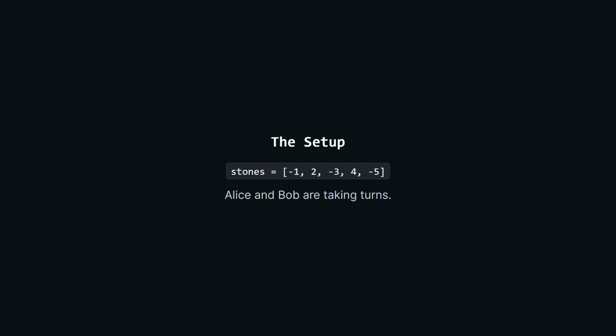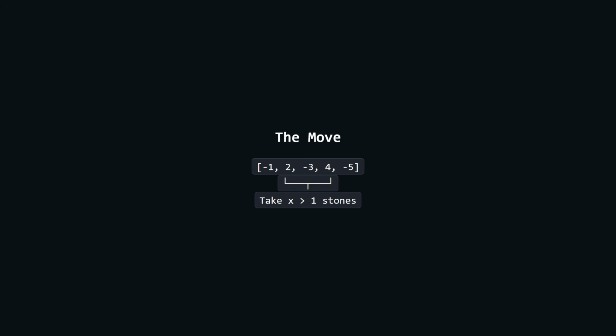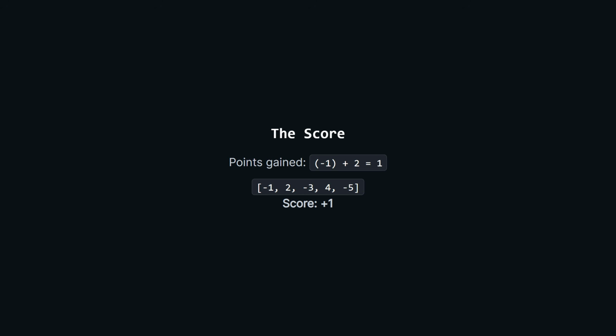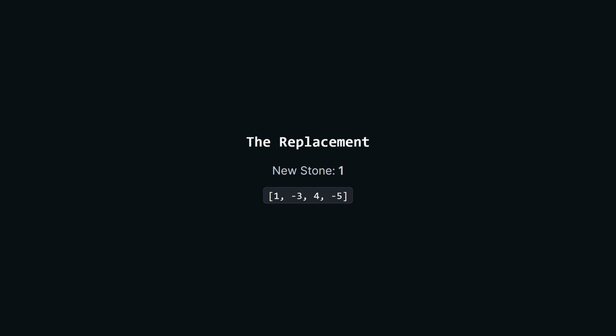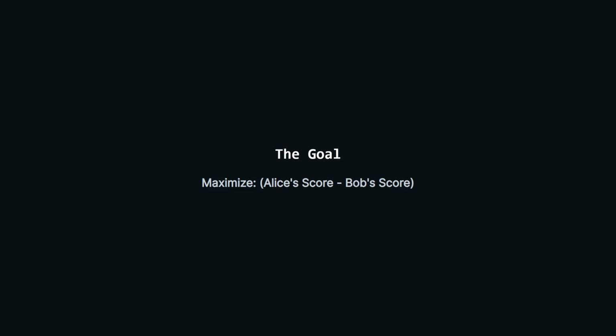We start with a row of stones, each with a specific point value, and Alice and Bob take turns playing a game. On your turn, you must take more than one stone from the far left side of the row. You then add the total sum of the stones you just removed directly to your score. Finally, you take a brand new stone with that exact same sum and place it back on the very left side of the row. Alice wants to make the difference between her score and Bob's score as large as possible, while Bob wants to make it as small as possible.